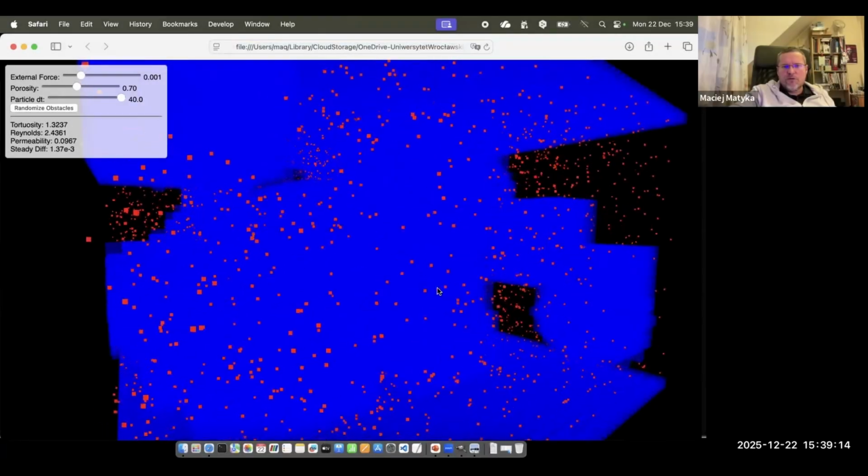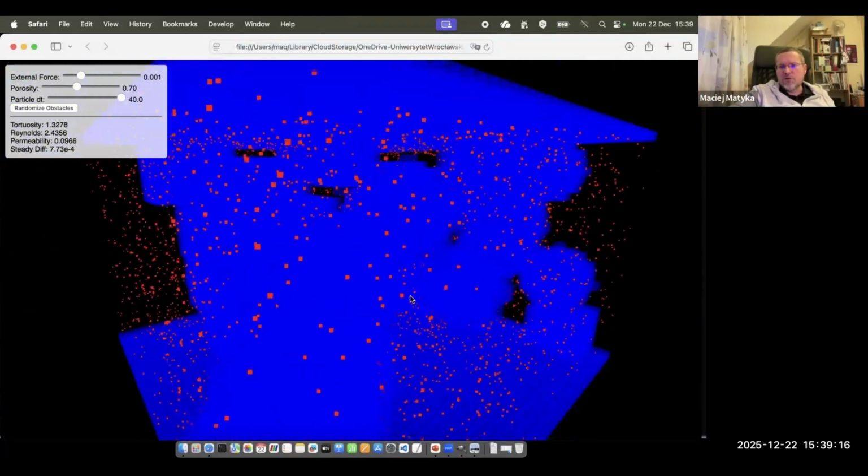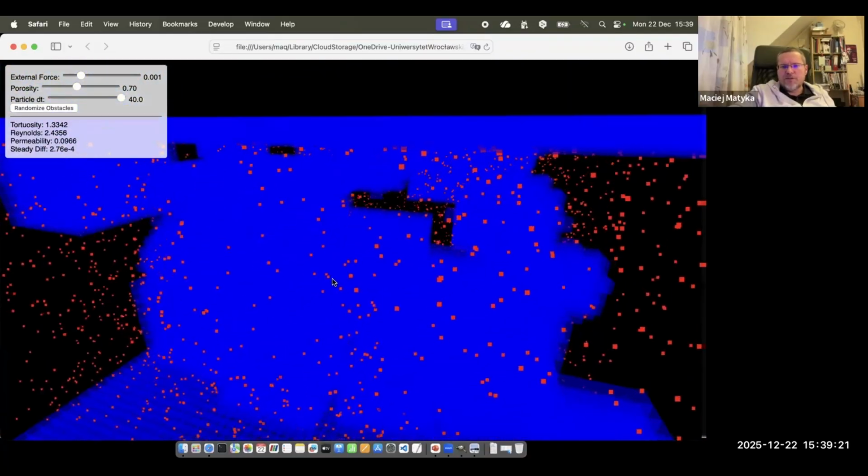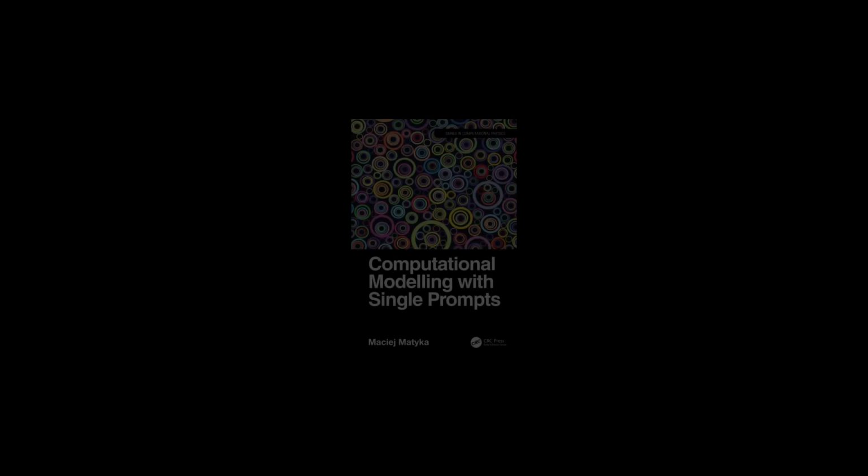If you ask the language model to give you the same solution but in 3 dimensions, then you basically get it, and it works pretty nice.